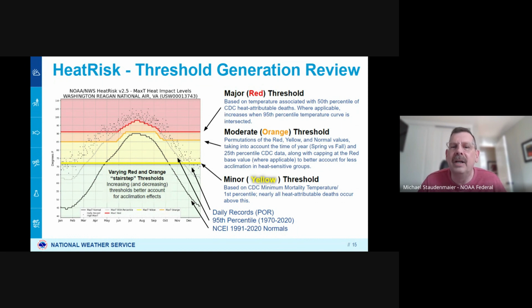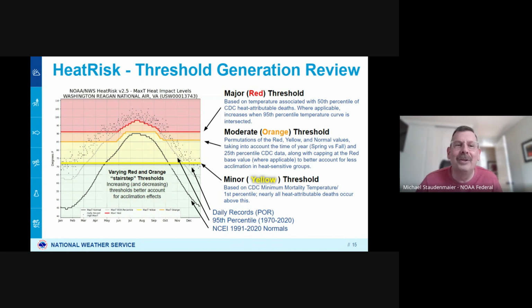Those are the stair-stepped areas, but we cap that acclimation value at the CDC 50th percentile value or the red shoulder value, because it's likely that many of the heat deaths that occur in the summer continue to be within this higher risk population. The fall shoulder flat area of the curve is higher at many locations to represent the more resilient population that remains after the heat of summer. This value utilizes the 25th percentile of heat attributable deaths from the CDC threshold data.